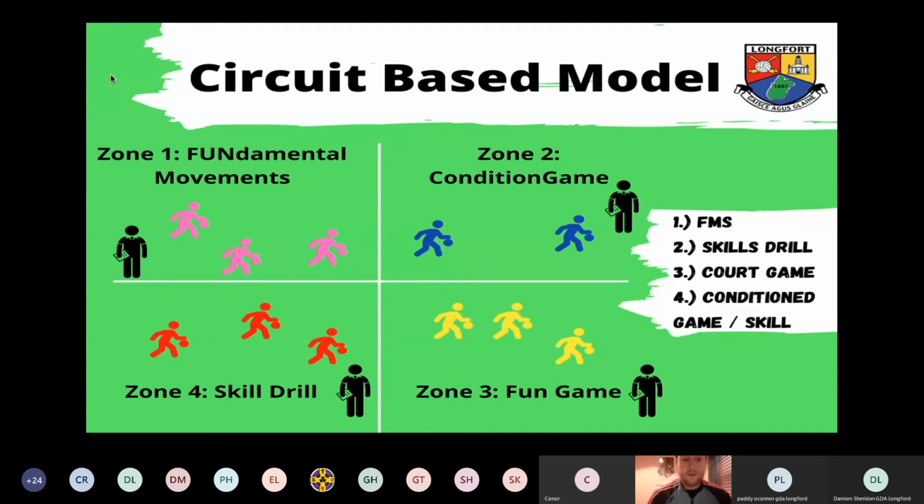And then zone 4 is your skill drill, so something that you're focusing the whole session on. So if the punt kick is what you're focusing on, then you have a target game and you focus on the skill there as well. So after about maybe 7 or 8 minutes, you rotate them. So I always just go clockwise after 8 minutes.